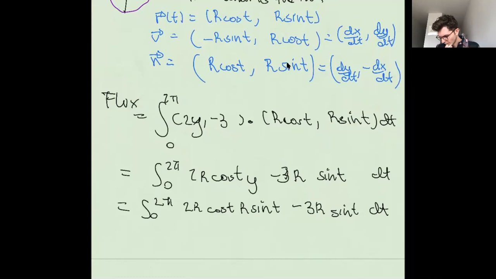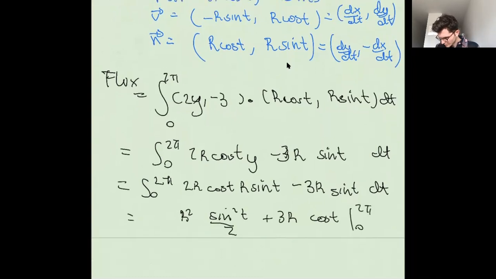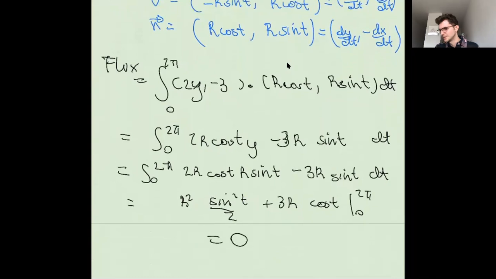Okay. And well, this is the integral of 2r squared. Well, this gives you sine square of t over 2 plus 3r cosine of t. And actually, this happens to be 0. So in this case, the total flux was just 0, and that's okay.